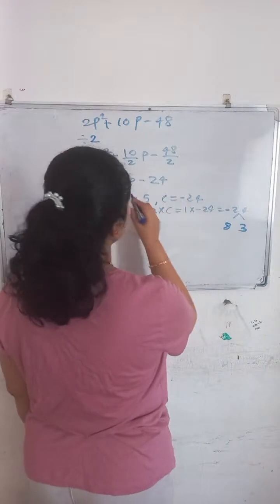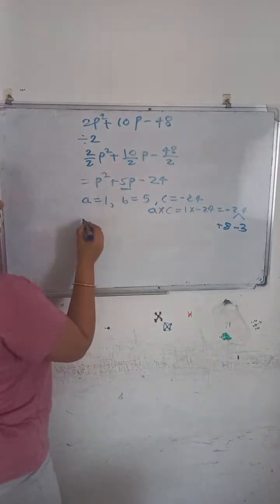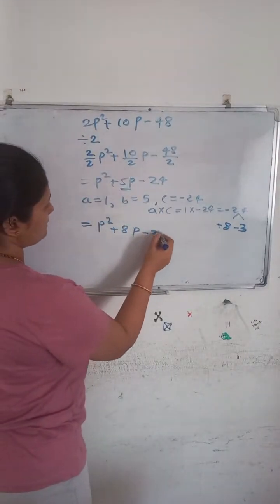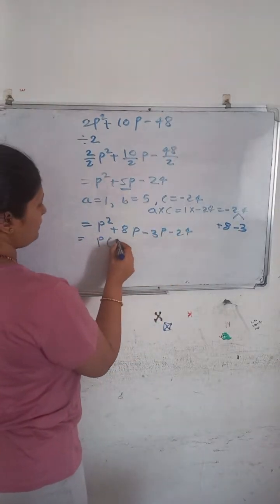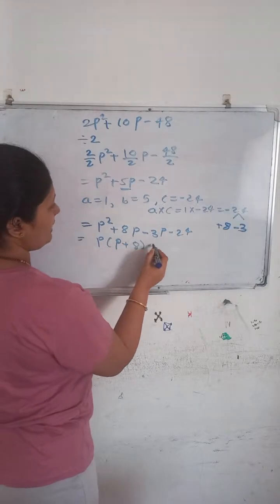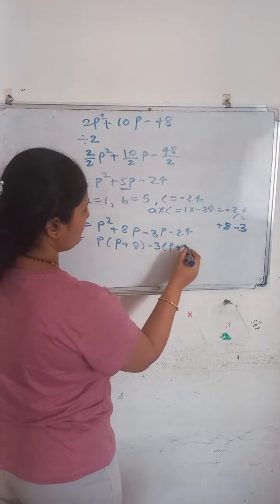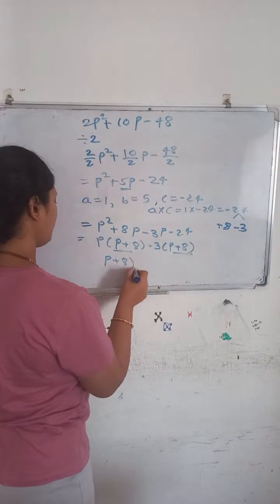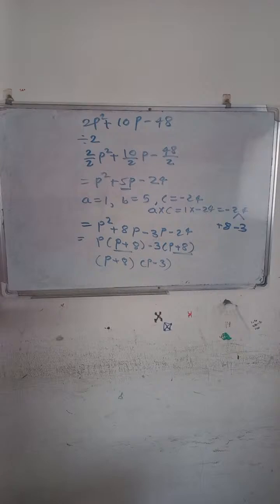So I want positive 5, so plus 8 minus 3 is nothing but 5. So p square plus 8p minus 3p minus 24. So I will take p common, here p plus 8. Minus, if I take common minus 3, inside this bracket 3 plus 8. So again p plus 8 is common, and it will come p minus 3. Okay, so these are the factors for this question.